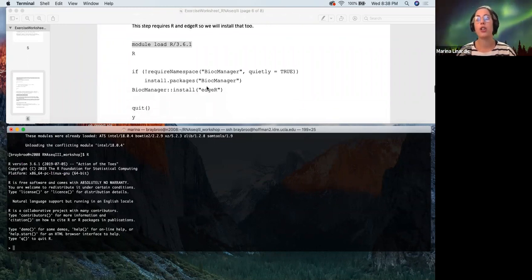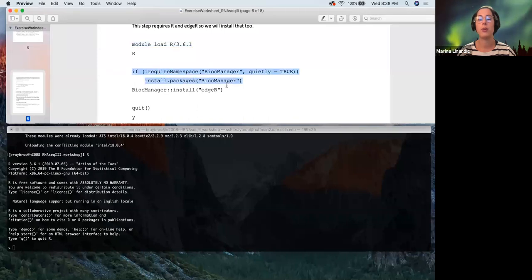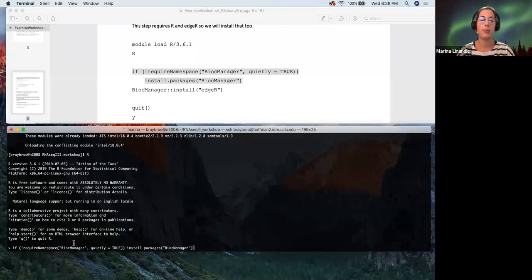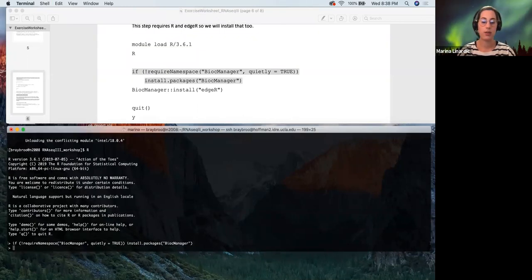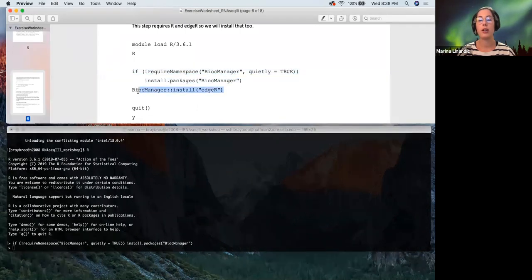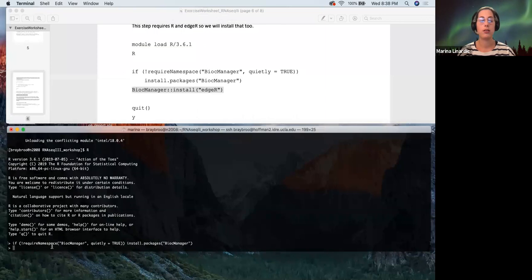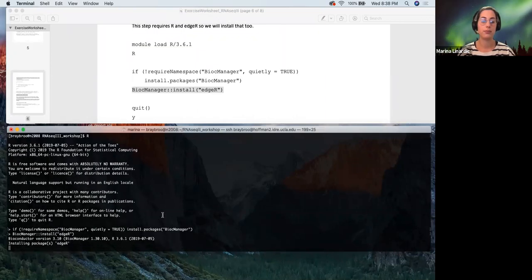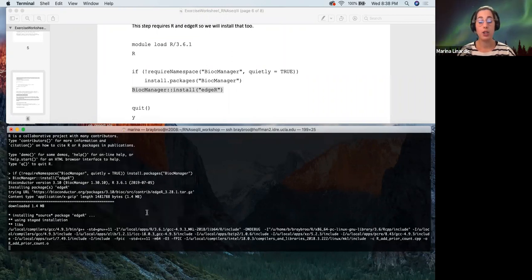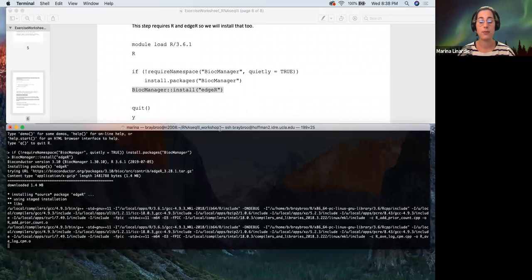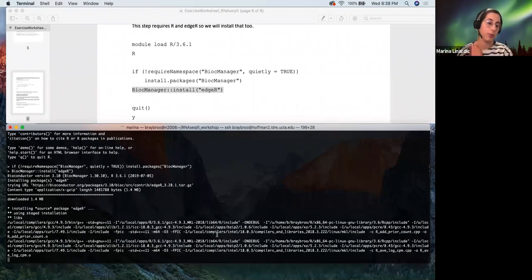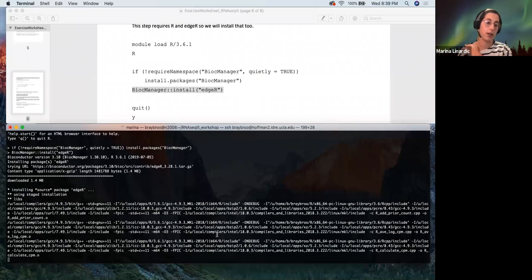Okay, so we need to install EdgeR. To do this in R higher than 3.5, we use this BiocManager, and we need to just give it this command to be able to install it. So we can just copy and paste this in, and it's just gonna run it, and that is fine. And then after that, we're gonna install EdgeR by using this command. And now if everything is fine, it should run and install EdgeR for us. This does take a few minutes because EdgeR is a big package.